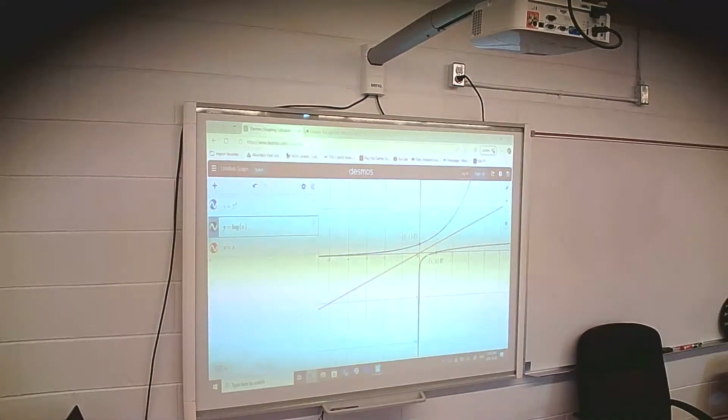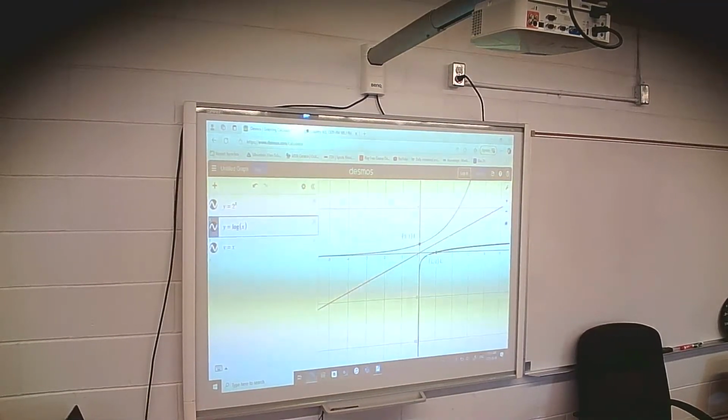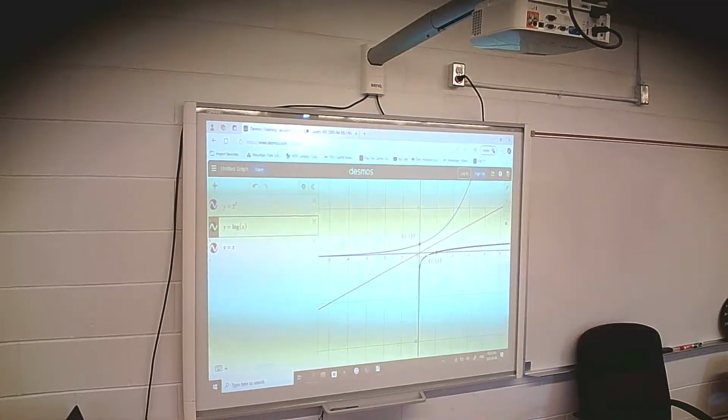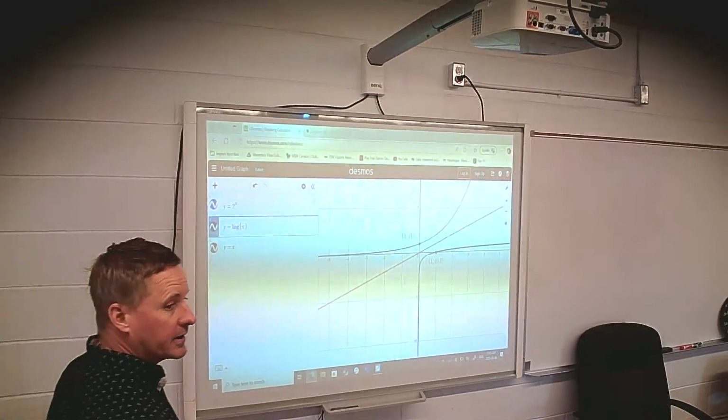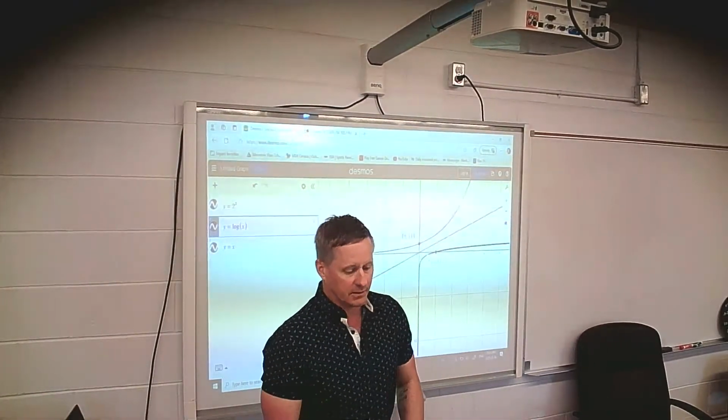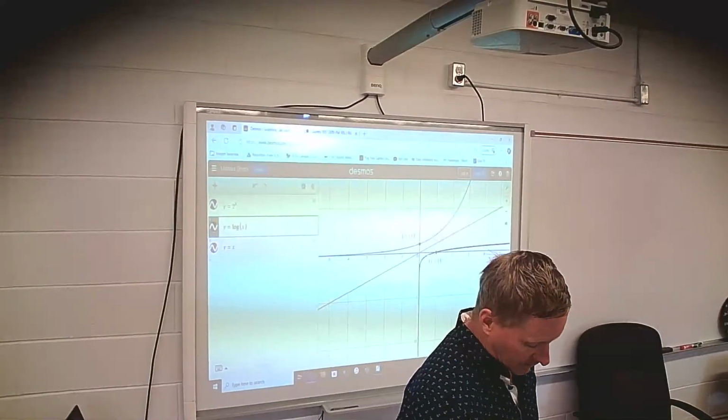Y is an element of all reals. What is the equation of the asymptote of this graph? Y equals 0. Good job. Y equals 0. Those are all the characteristics. We went through all of the characteristics and applied them for this graph. Nothing changes. It stays the same. Okay?